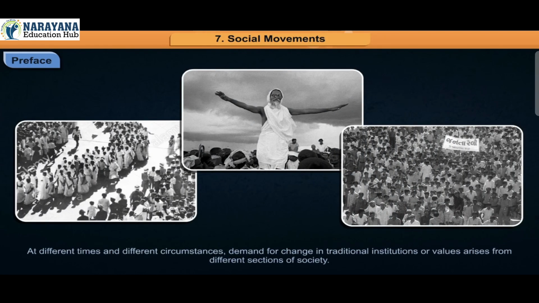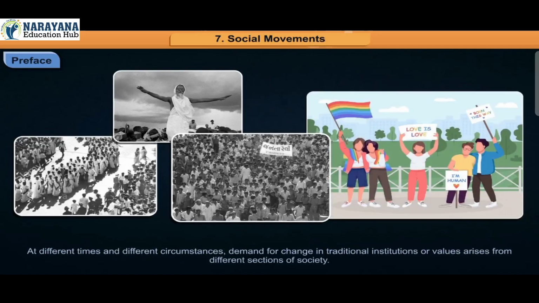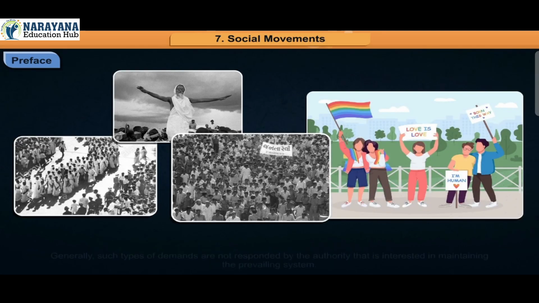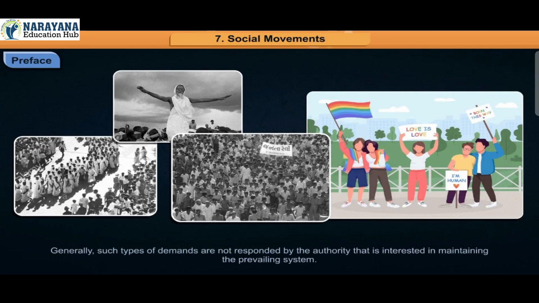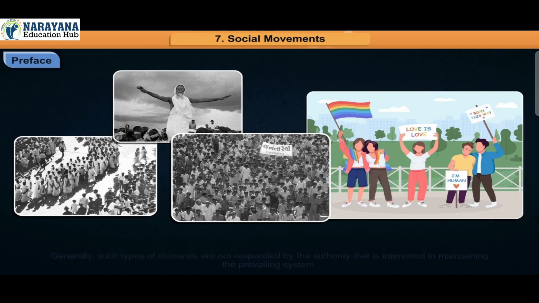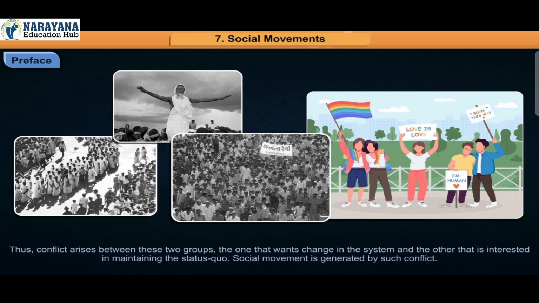At different times and in different circumstances, demand for change in traditional institutions or values arises from different sections of society. Generally, such demands are not responded to by the authority that is interested in maintaining the prevailing system. Thus, conflict arises between these two groups, the one that wants change in the system and the other that is interested in maintaining the status quo. Social movement is generated by such conflict.